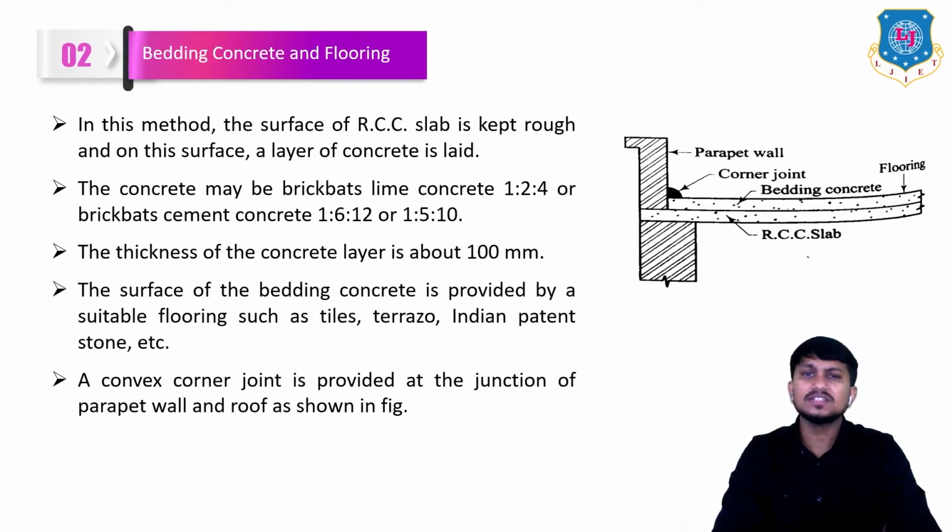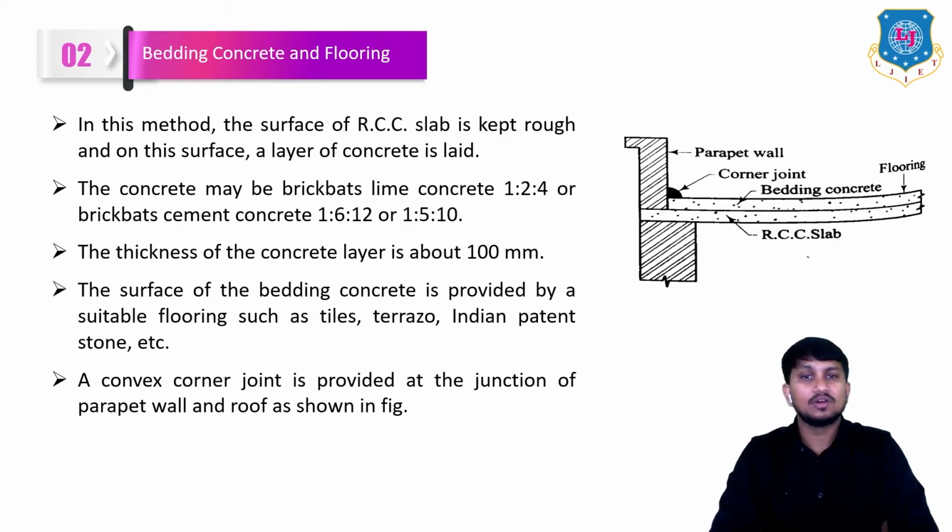In this method, the surface of the RCC slab is kept rough and on this surface a layer of concrete is laid. The concrete may be brick bat lime concrete having proportion 1:2:4, or brick bat cement concrete having proportion 1:6:12 or 1:5:10. Here the 1 part is the cement, 2, 6, and 5 is the sand part, and 4, 12, and 10 is the coarse aggregate, which is brick bats. The thickness of the concrete layer is about 100 mm.